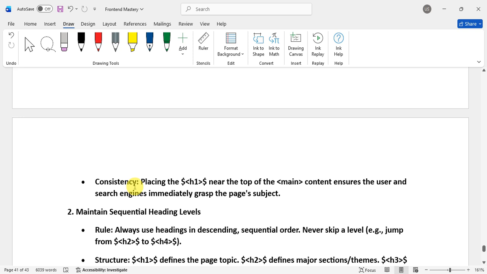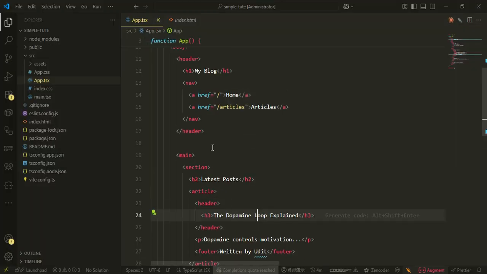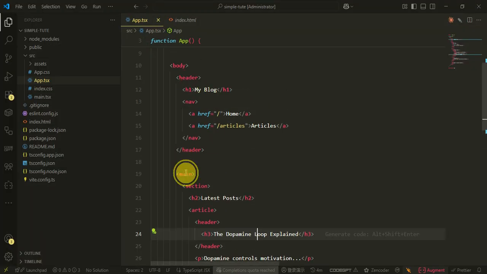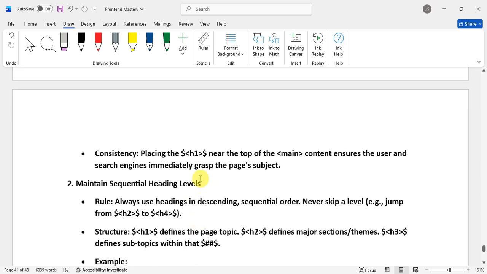Second, placing h1 near the top of the main content ensures the user and the search engine immediately grasp the page subject. So it should always be near the top of the main content. h1 is above main so that the search engine grasps it. This is a very important line, guys. Please keep in mind that h1 should be above the main, not inside the main.